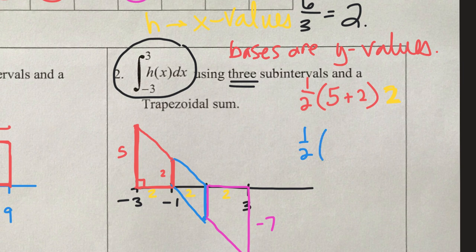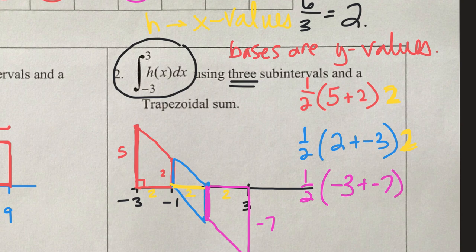1/2 of the bases, so the left base is +2 again, and the right base was -3. And it still has a height of 2, right? That's still the x value that separates your 2 bases. And our pink trapezoid has a y value of -3 for the left base, and -7 as the right base. And we're going to multiply that by 2 also. So we're doing each of these areas individually, and then we're going to come back and add them up right now.